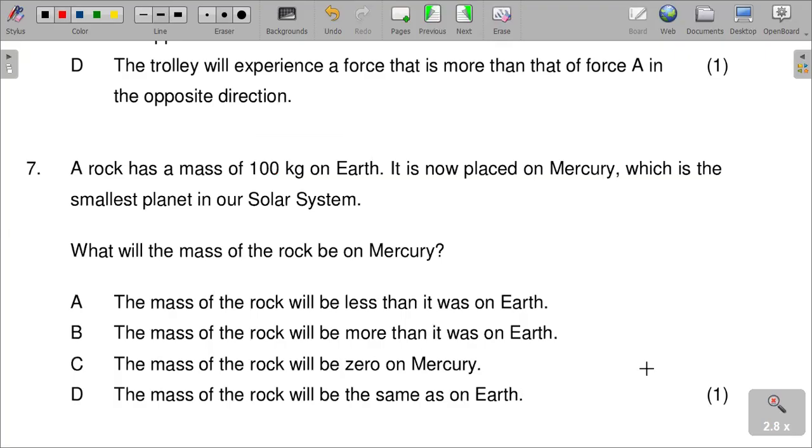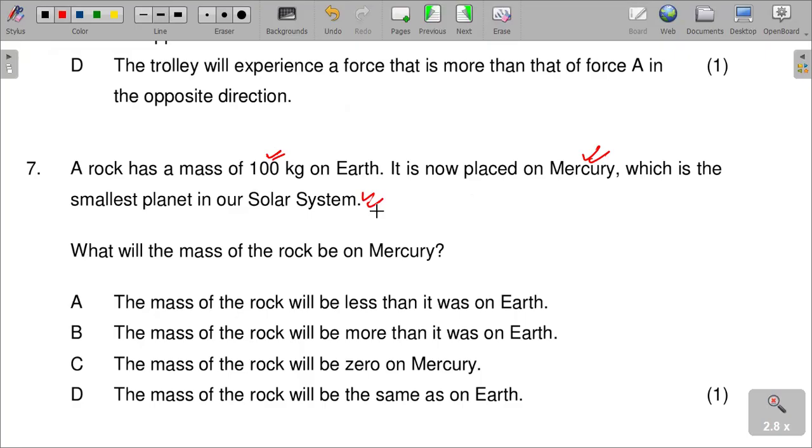A rock has a mass of 100 kg on Earth. It is now placed on Mercury, which is the smallest planet in our solar system. What is the mass of the rock on Mercury? So we are saying it is 100 kg on Earth, and it is now placed on Mercury, the smallest planet in the solar system. So what is the mass of the rock on Mercury?